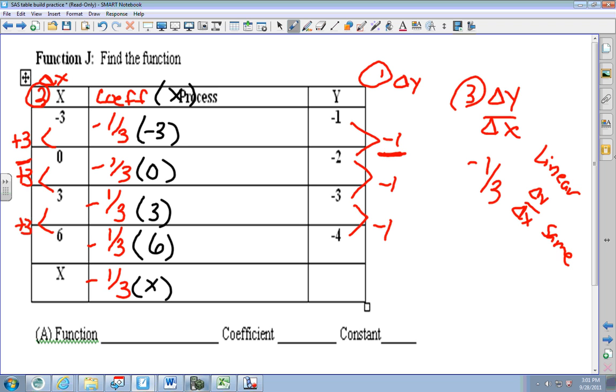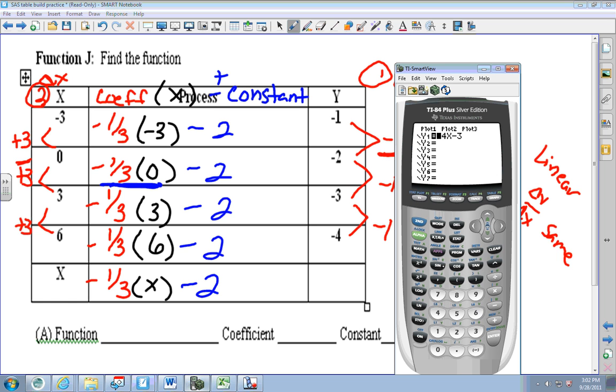So next, I need to do something where I add or subtract to find my constant. Well, let's see. Right here, this is 0. What do you have to do to 0 to get to negative 2? Subtract 2. So I do that all the way down. Now don't go ahead until you check it in the calculator.